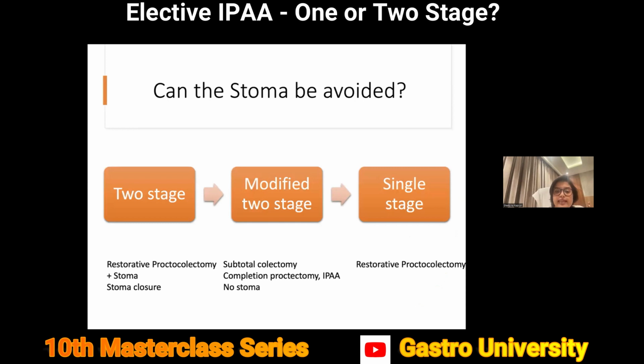So like I said, let's leave the 3-stage behind. Whenever we are looking at 2-stage, we are looking at it in 2 ways. The typical 2-stage is a restorative proctocolectomy with a stoma followed by a stoma closure, versus a modified 2-stage, which is a subtotal colectomy followed by a completion proctectomy and a pouch with no stoma, and a single stage, which is a restorative proctocolectomy.